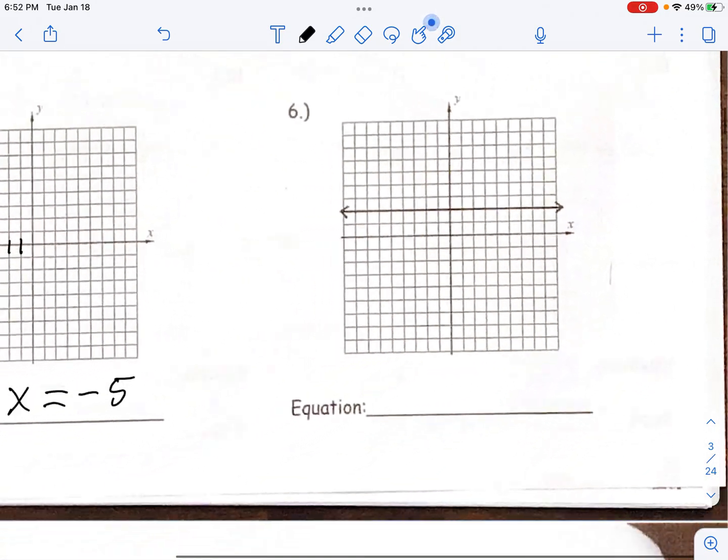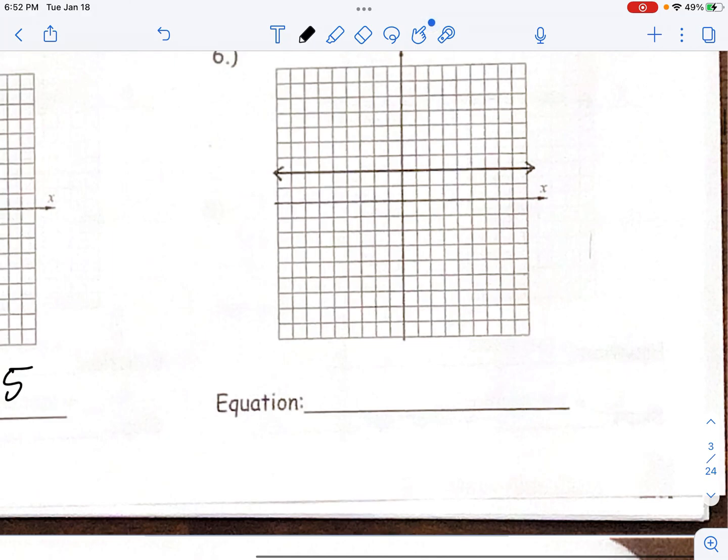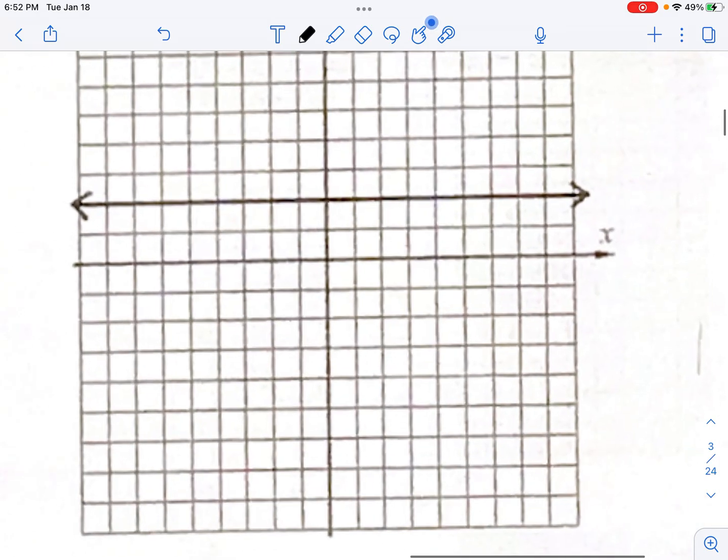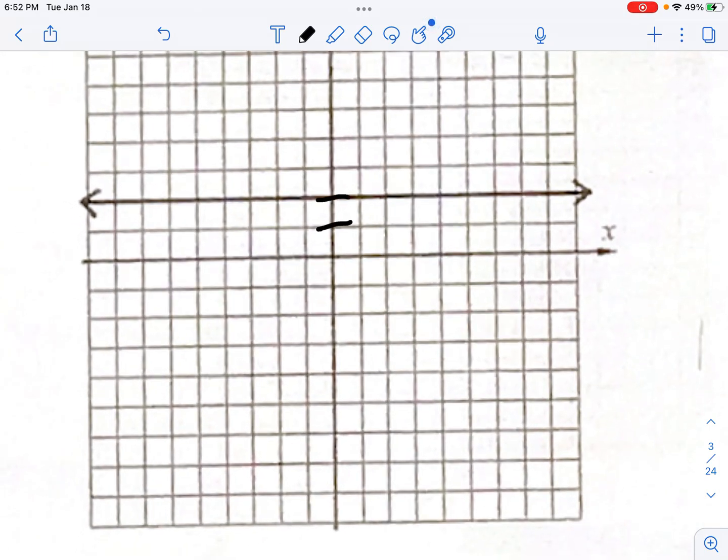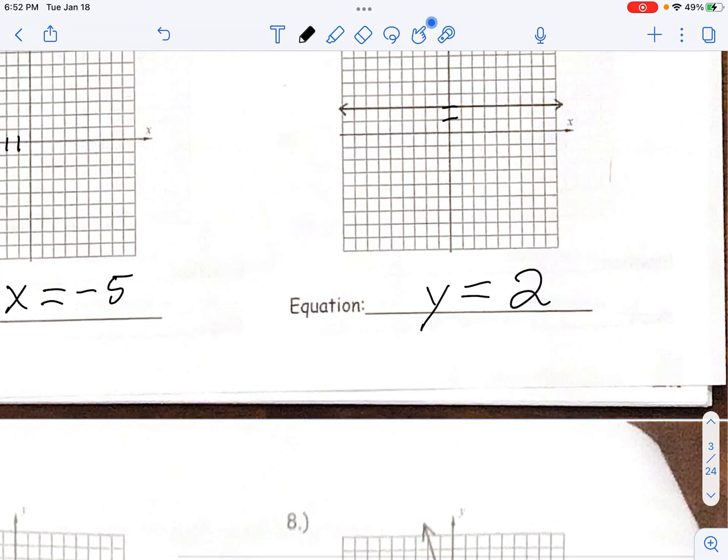Number 6, we have a horizontal line. So we know that that's a y equals equation. Okay, what does y equal? Well, count up to it. 1, 2. So y equals 2. And that would be your answer.